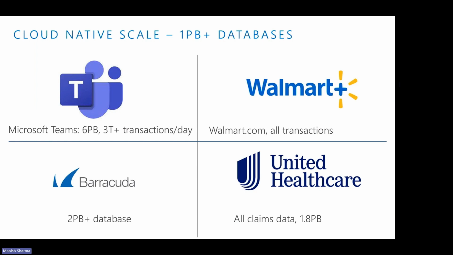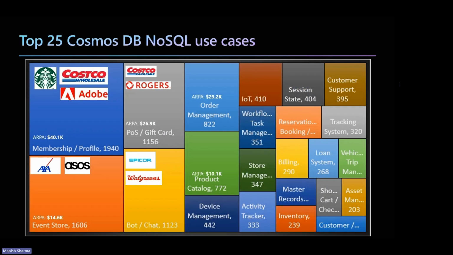Who is using Cosmos DB? Microsoft Teams, Walmart, Barracuda, United Healthcare. These are, I'll say, a small number of names. It is just three or four names, but we have many names in our portfolio who are using Cosmos DB, Azure Active Directory, first party services. You have a lot of other customers using us a lot. And this is the high level portfolio.